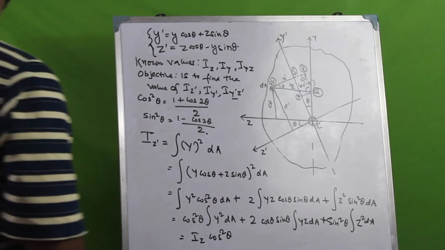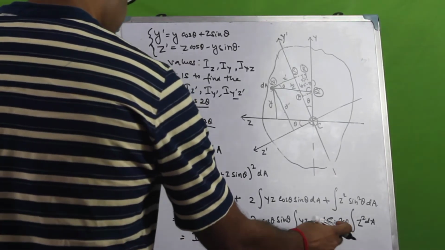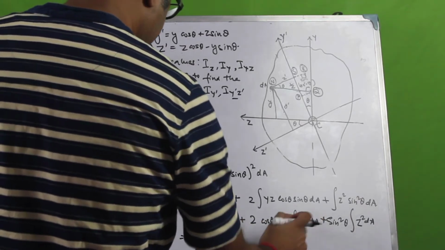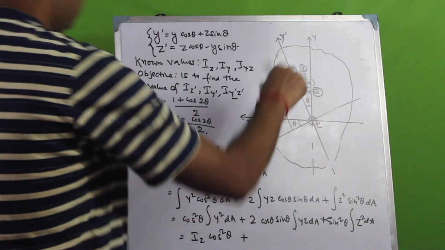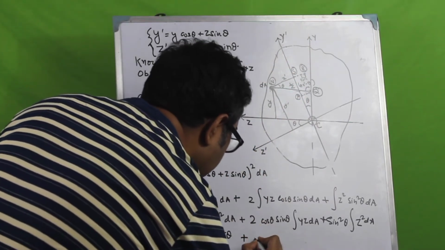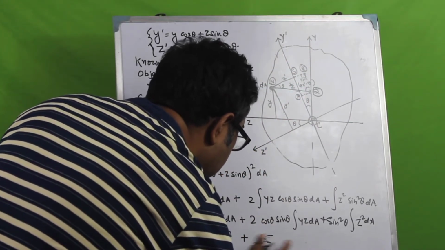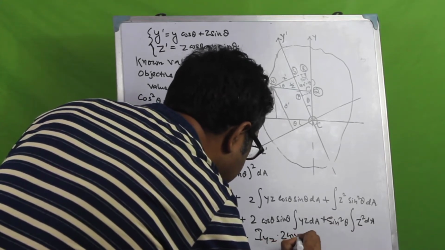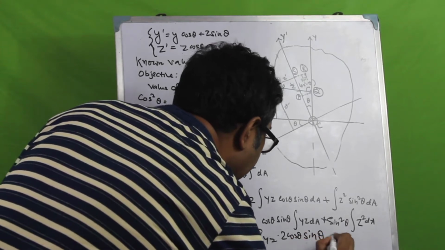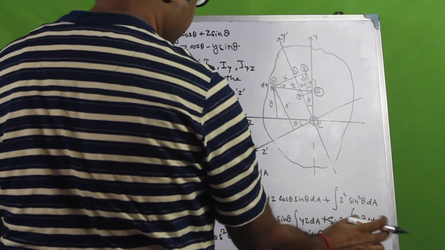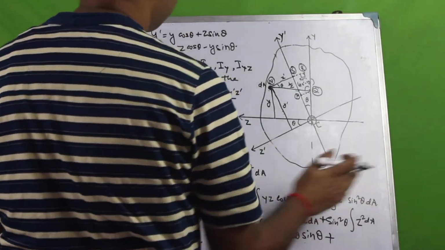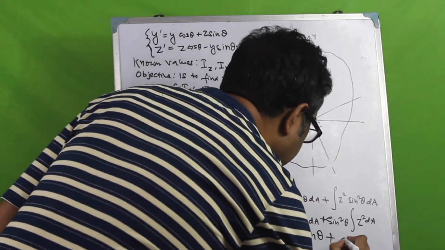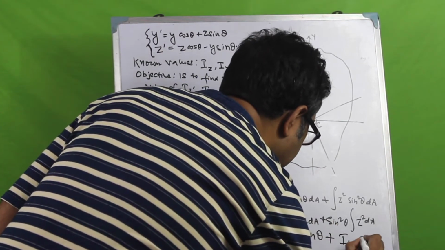And what would be the value of this one? This is the product of inertia about the yz axis set, right? So then we'll have Iyz into 2 cos theta sin theta. And what is this integration here? It's nothing but the moment of inertia about the y axis. So then we'll have Iy sin squared theta.